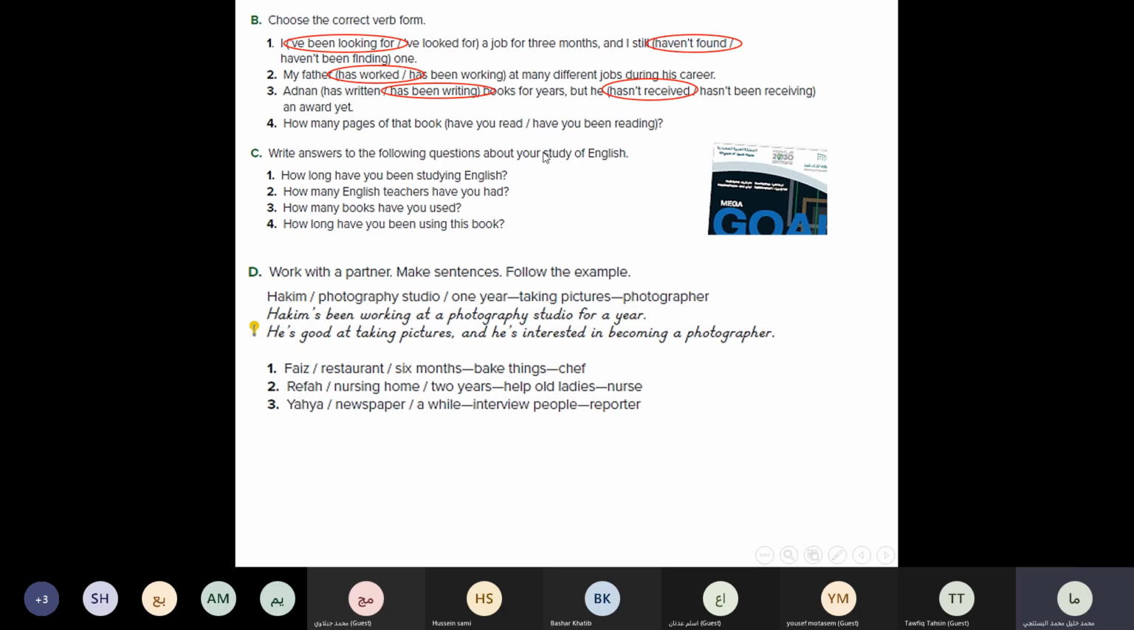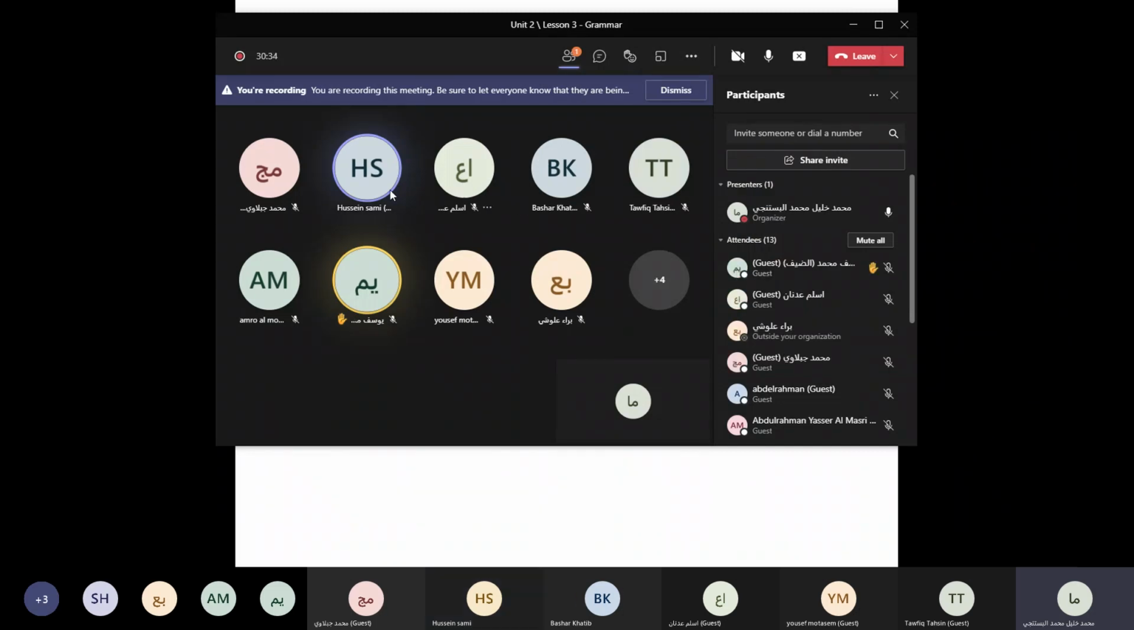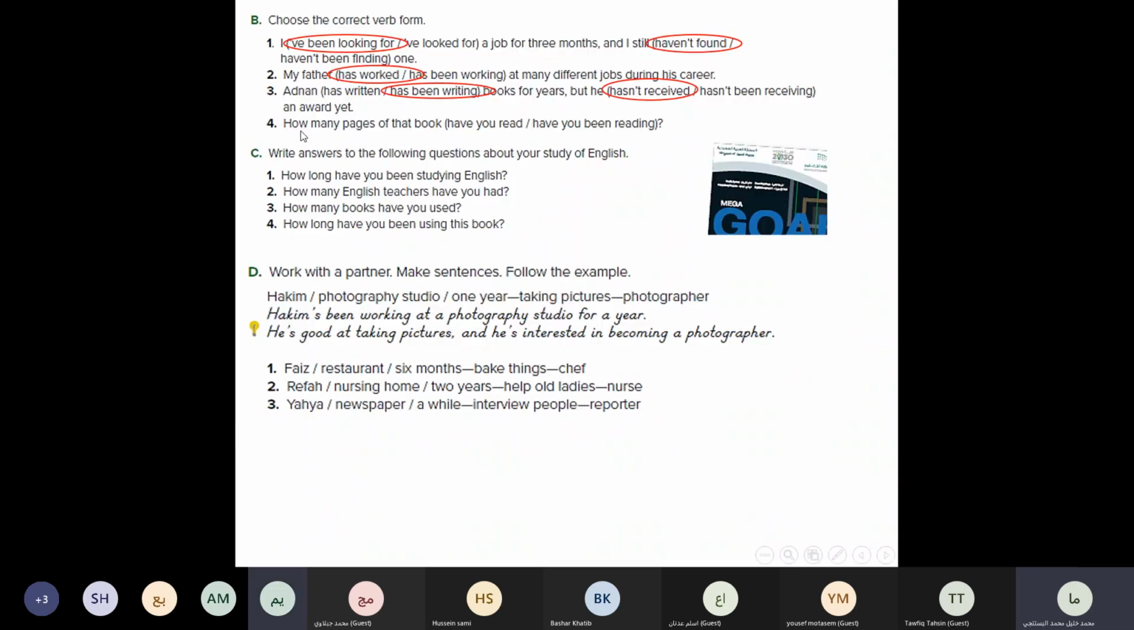The last one. Yes, can I answer? Raise your hand. Okay, Yusuf. How many pages of the book have you read? Good, thank you. How many pages? Asking about the number of things done. So if you want to focus on the number of things done, we use the present perfect. If you want to focus on the duration of time, we use the present perfect progressive. Good.